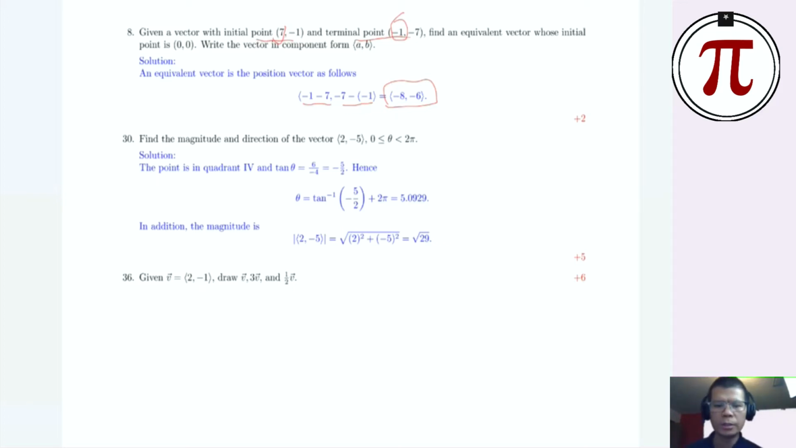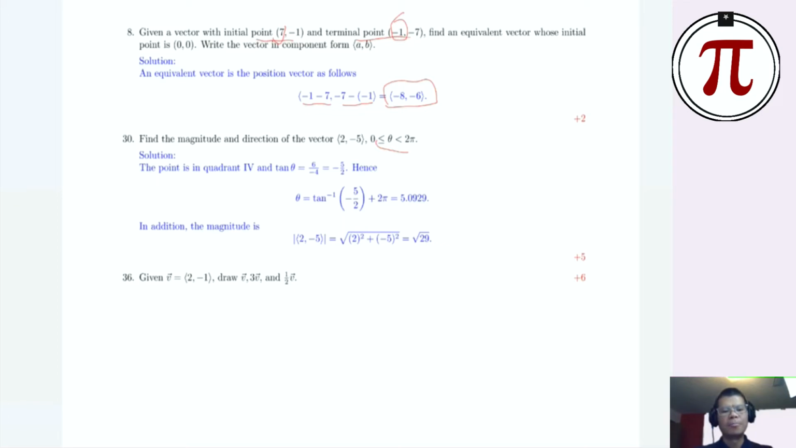Question 30. Nick? Yes. Find the magnitude and direction of the vector 2 and -5, where 0 is greater or equal to theta, which is less than 2 pi. Oh, okay, good. Yes, very good.